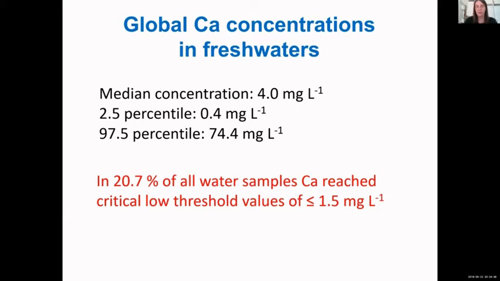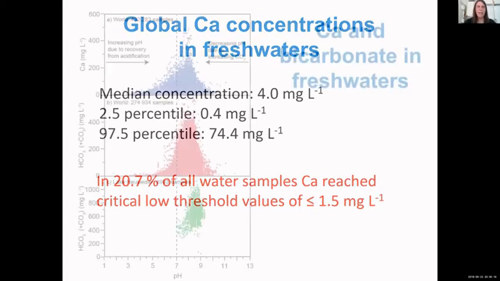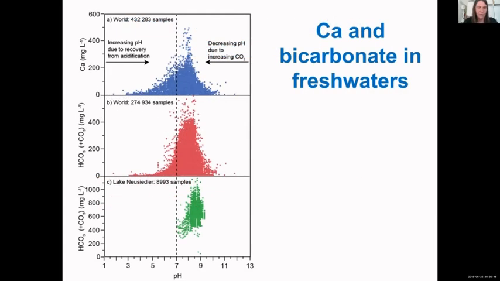I name this a threshold value because when it's less than 1.5, it means that some organisms will die. They need this amount of calcium to survive, especially the Daphnia, and quite a few organisms. So one fifth of our freshwaters in the world actually have a calcium depletion, which is quite substantial. But I was more interested, as I told you, in the carbonate system.